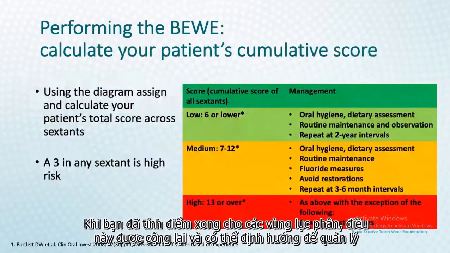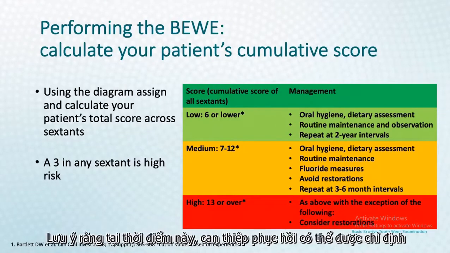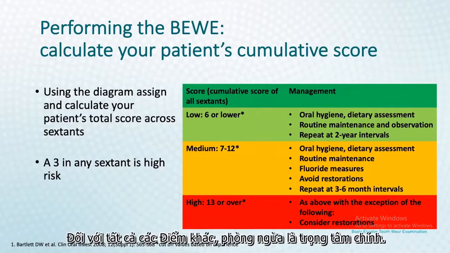Once you have assigned a score to each of the sextants, this is totalled up and can guide the management. Most importantly, you need to remember that if a patient scores 3 in any sextant, then they should be considered high risk. Note, it is at this point that restorative intervention may be indicated. For all other scores, prevention is the primary focus.